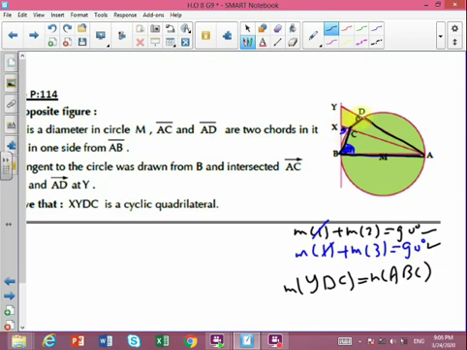If you looked at them very well, you will find that angle AXB is an exterior angle of the quadrilateral CDYX, and they are equal, so the quadrilateral is cyclic. So again, angle AXB is an exterior angle at a vertex of the quadrilateral XYDC, and YDC is opposite to it, so XYDC is a cyclic quadrilateral.